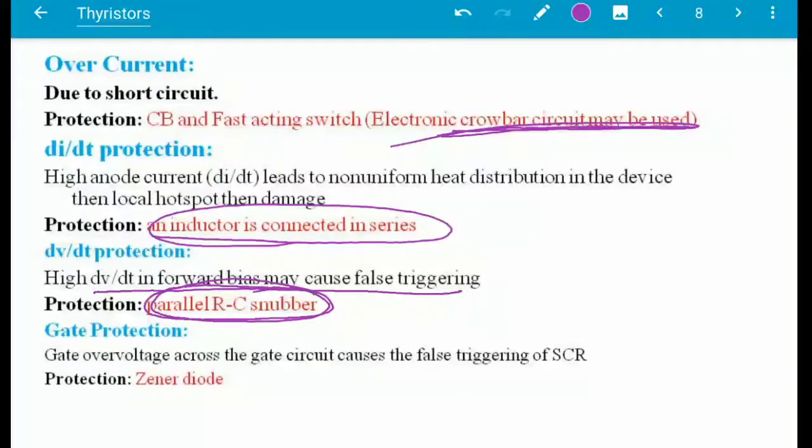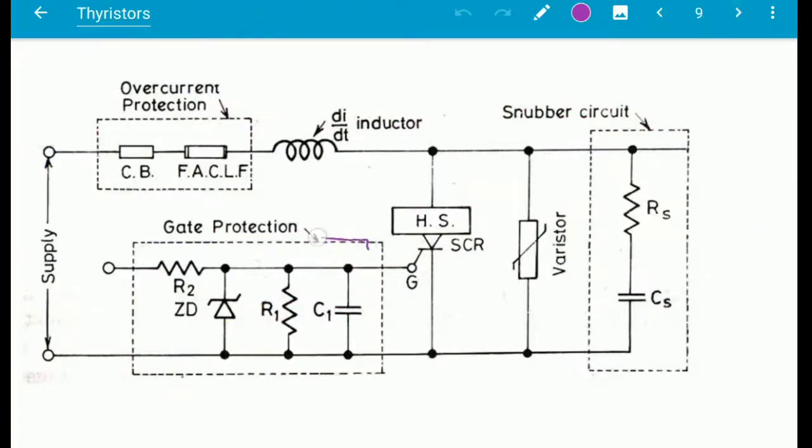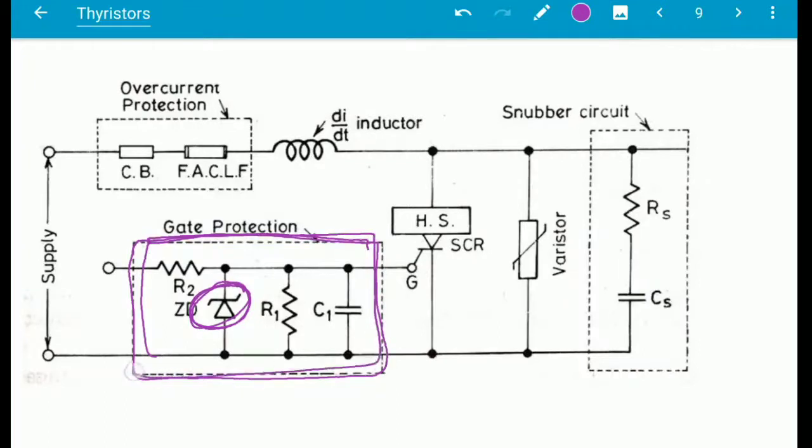Next is the gate protection. For gate protection, gate overvoltage causes gate circuit false triggering. This is also false triggering, and this circuit is used for the gate protection. Here the main thing is to maintain the voltage, and we know that to maintain the voltage a Zener diode is generally used. So for gate protection a Zener diode is used, and this is for overcurrent protection.